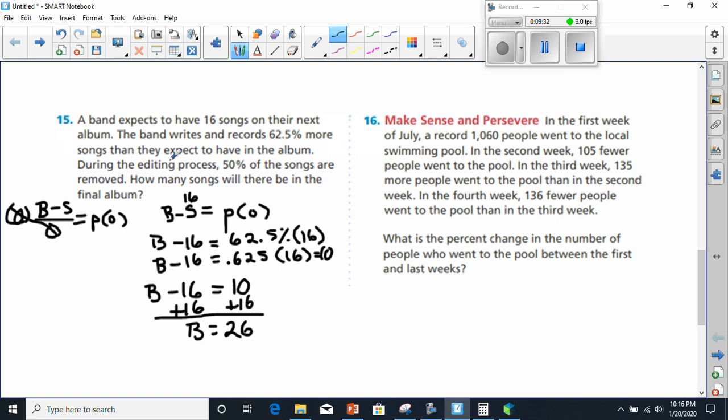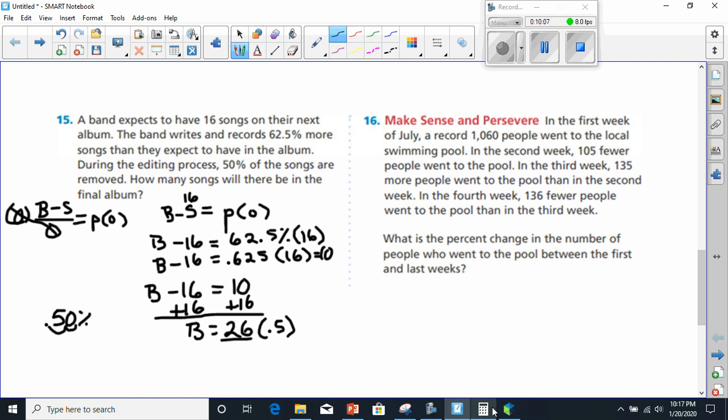Now lastly, it says during the addition process, 50% of the songs are removed. Okay, so if that's true, how many songs will there be in the final album? Well, 50% is dividing it by 2, or I guess you could even say multiplying it by 0.5, right? Because if you take 50% and you move the decimal back twice, you get 0.5.